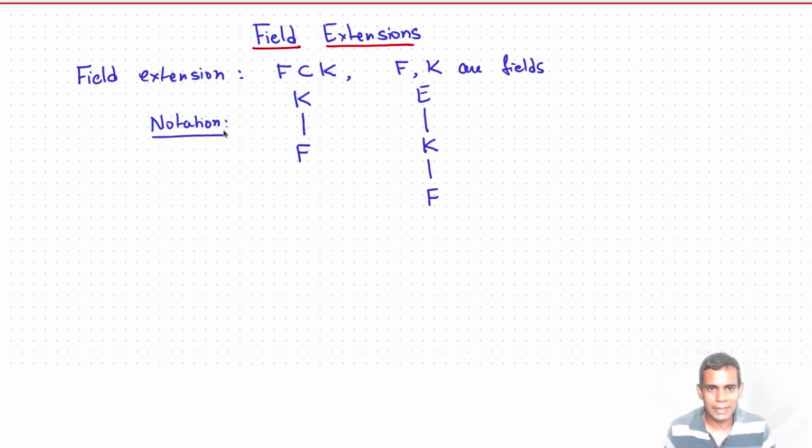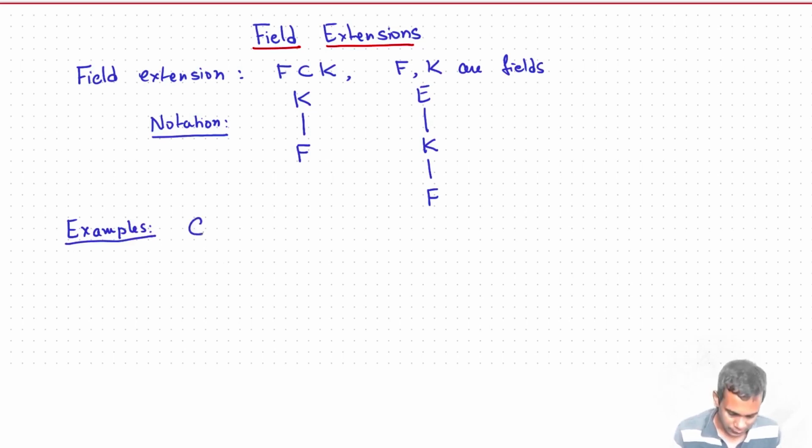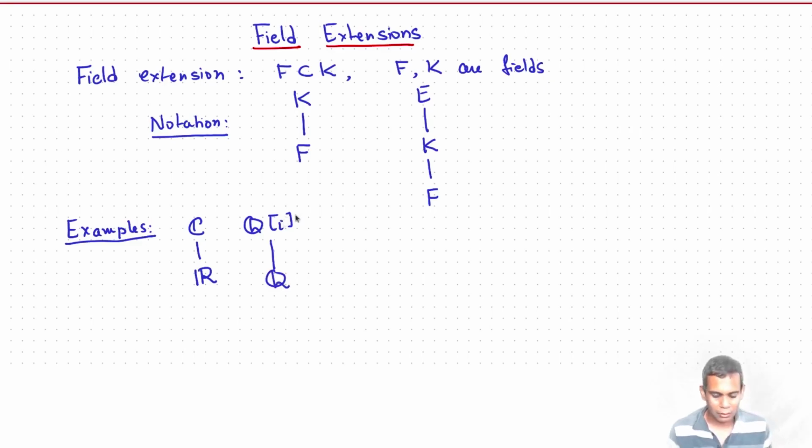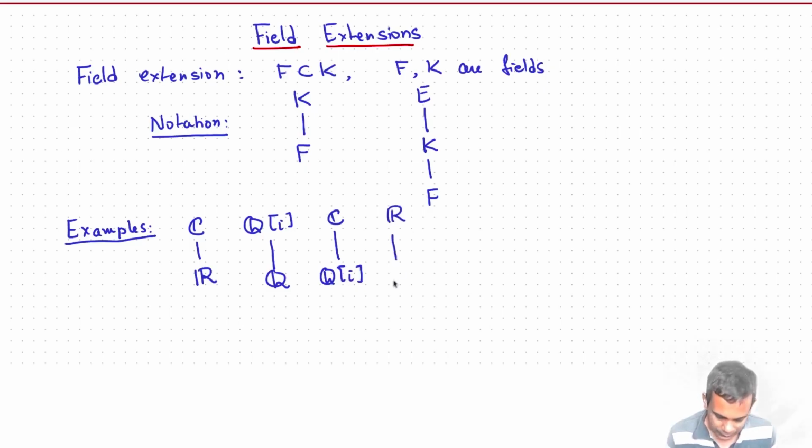Okay, let's look at some examples. We've already seen many examples of fields, so from these we can construct examples of field extensions. The field of complex numbers contains the field of real numbers. The field of Gaussian numbers contains the field Q. Remember, this is all complex numbers of the form a plus ib, where a and b are rational numbers. The field of complex numbers is also an extension of the field of Gaussian numbers, since it contains the Gaussian numbers. The real numbers contain Q. That's another example of a field extension.